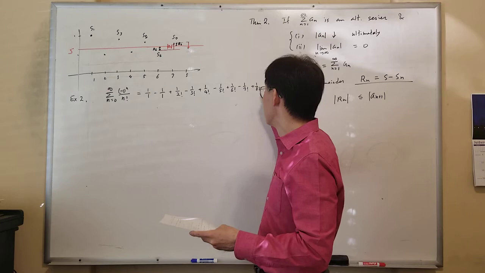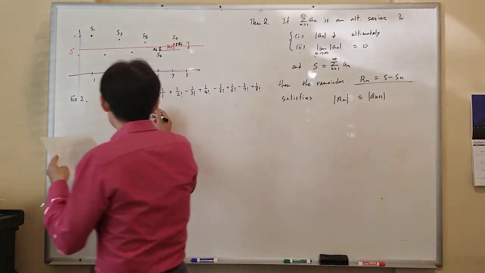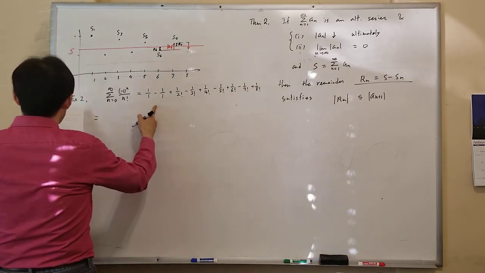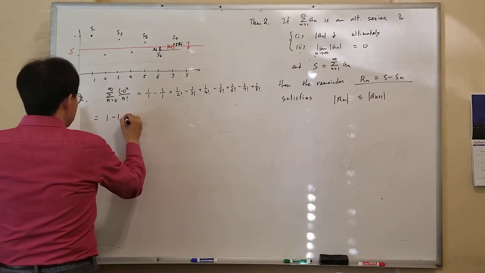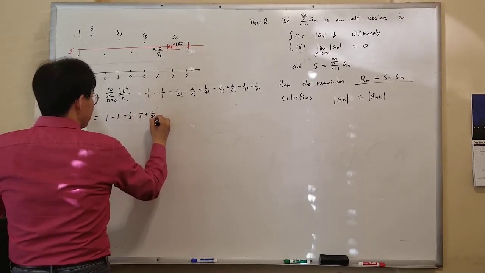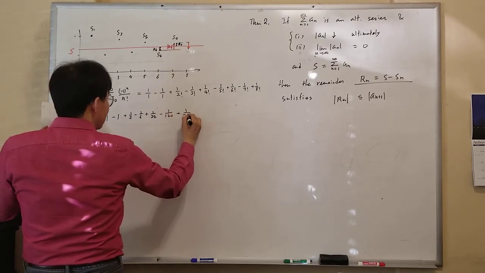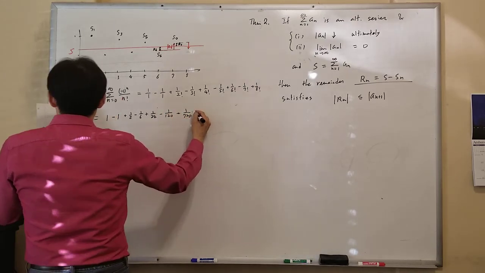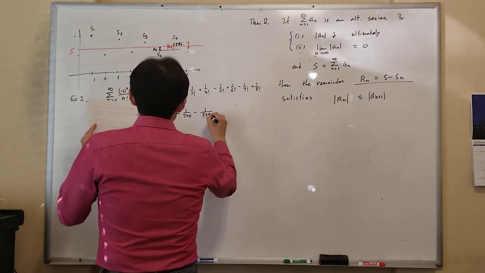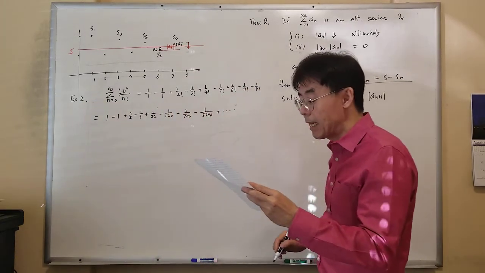Keeps going. All right? And this one, this is 1 minus 1 plus 1 over 2 minus 1 over 6 plus 1 over 24 minus 1 over 120 plus 1 over 720 minus 1 over 5040 plus and so forth. Okay?